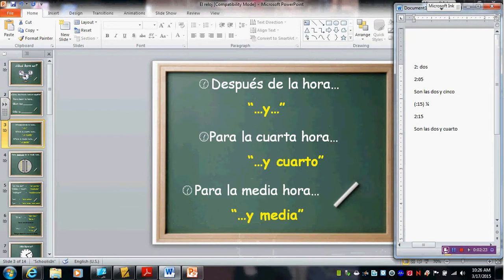Now, just like we mentioned earlier, we do have a keyword for 15, but then we also have one for 30 minutes, and it means y media, which literally translates to half, and half an hour is 30 minutes. So if we want to say that it is 2:30, we're going to do son las dos y media. Very simple, right? Perfect.